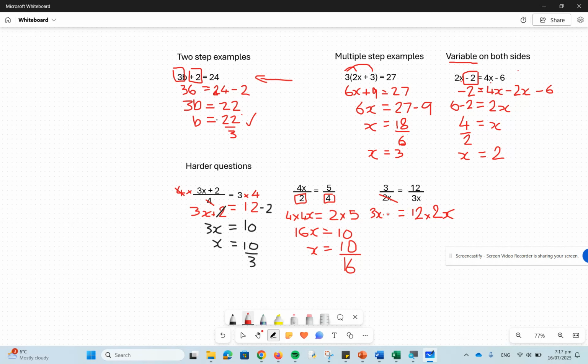I'm going to use a dot for the times, because otherwise it's getting confusing with the x's and the times. But a dot sometimes means, when it's in the middle, it means times as well. Okay, so 3 times 3x is 9x. 9x equals 24. 12 times 2, 24x. Okay.